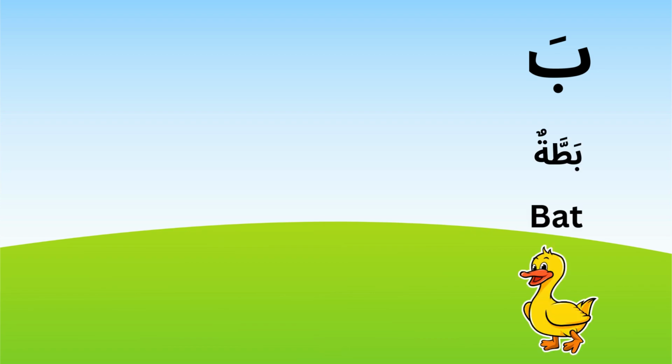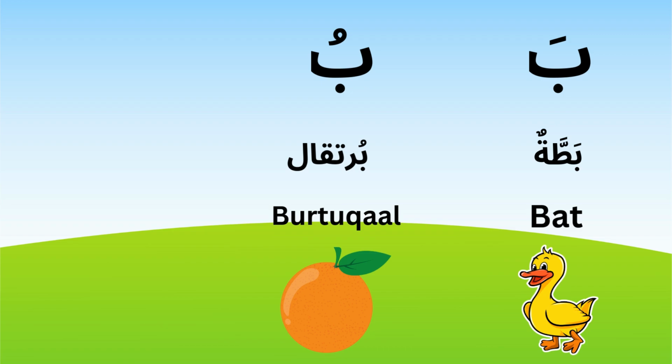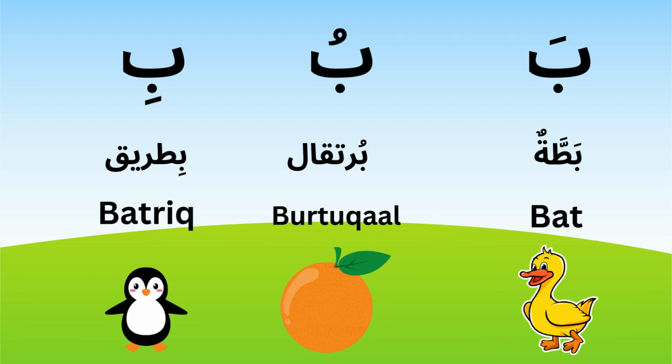Short vowels of ba. With fatha, open your mouth and say ba. Example, battatun. With damma, round your lips and say boo. Example, burtakal. With kasra, smile and say bi. Example, bitriq.